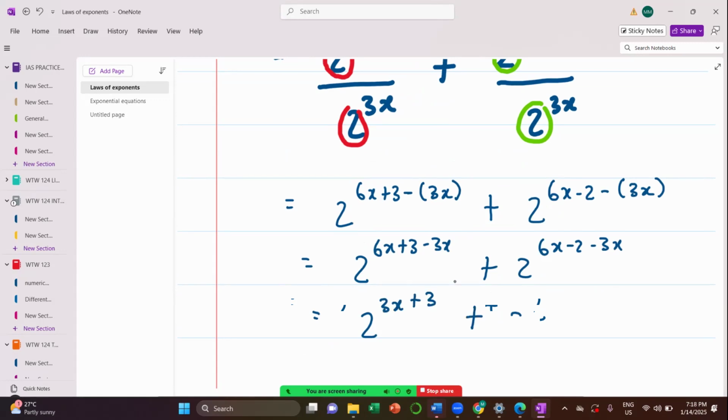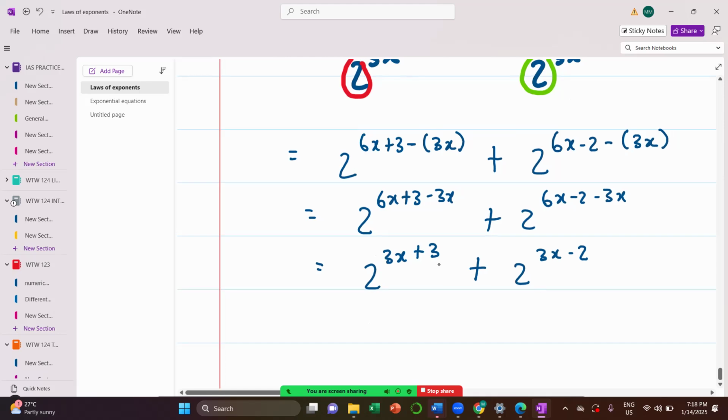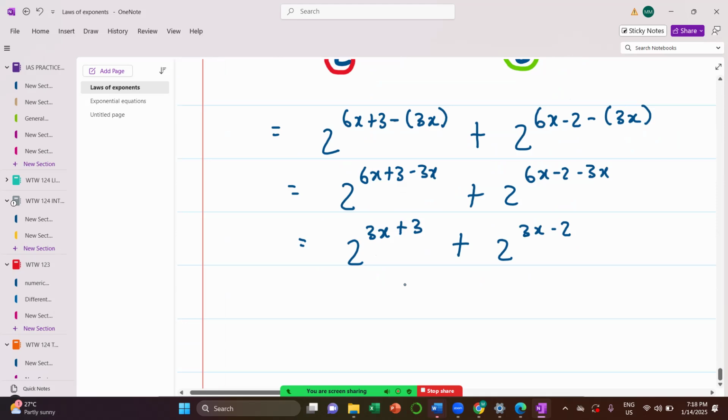Here I'm going to have plus 2 to the exponent of what? 3x minus 2. Is that okay? That is okay, guys. But then remember the law that says if I have a to the exponent of b plus c, this can be expressed as a to the exponent of b times a to the exponent of c. So I'm just going in reverse.